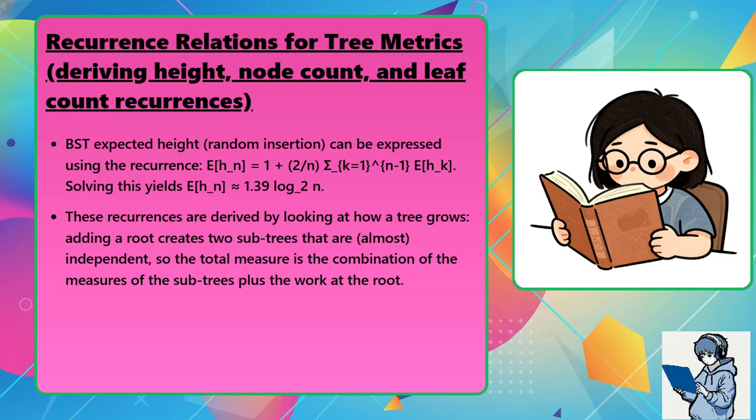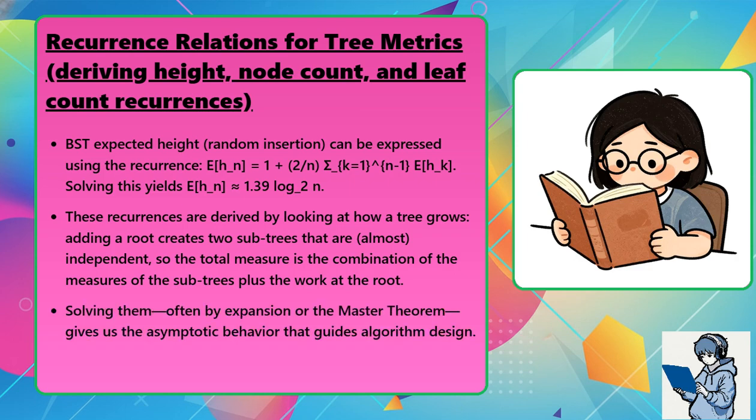These recurrences are derived by looking at how a tree grows. Adding a root creates 2 subtrees that are almost independent, so the total measure is the combination of the measures of the subtrees plus the work at the root. Solving them, often by expansion or the master theorem, gives us the asymptotic behavior that guides algorithm design.